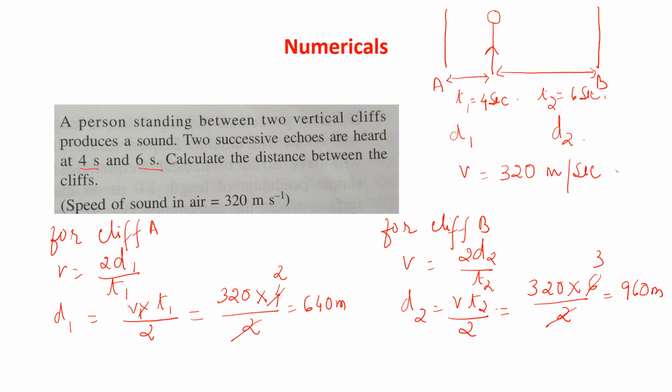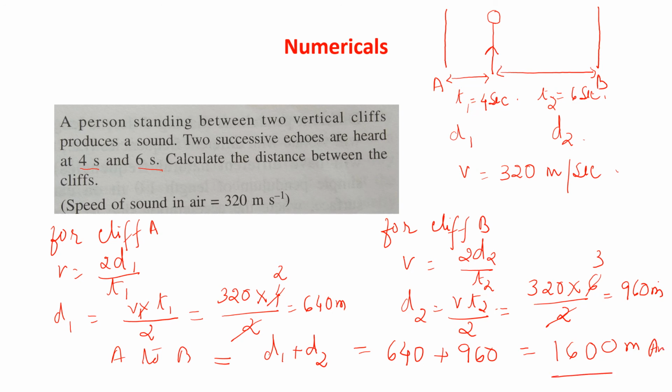Now I got D1 and I got D2. So the distance between the two cliffs, that is from A to B, is equal to D1 plus D2. Okay, which is equal to 640 plus 960, which is equal to 1600 meter. This is the answer. 1600 meter. Am I clear to you?